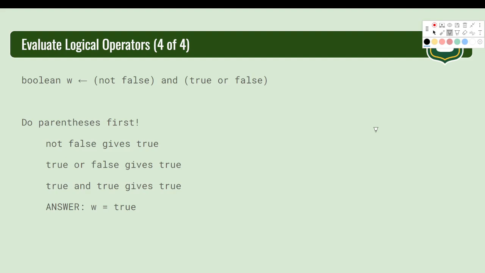All right, and then here we would actually do these 2 parts first. So not false would make this true. True or false, that's an or statement, so that's going to be true. And then we're going to and those 2 together. Okay, so if we and 2 trues, we end up with a true.